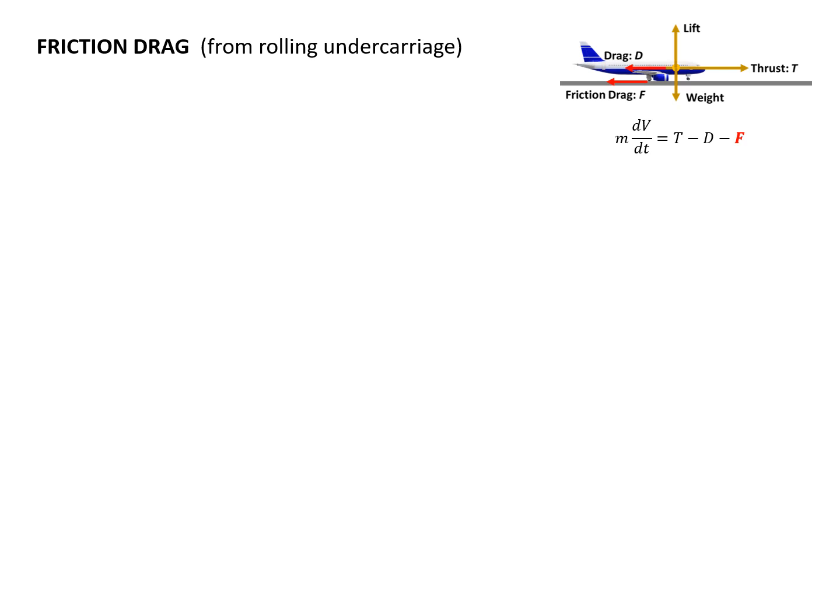Now we'll move to the other component in the governing equation. That's F, the friction drag. So the friction drag is from the rolling on a carriage, and it can be calculated as mu times the difference between W and L. W is the weight, L is the lift. Mu is the coefficient of rolling friction.